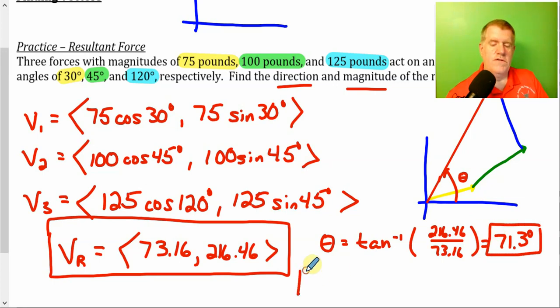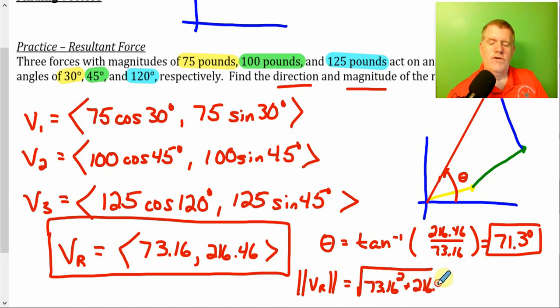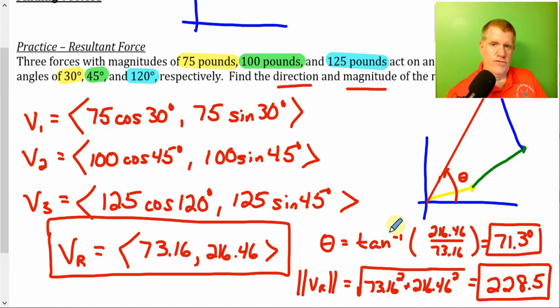Now the magnitude of that resultant vector is the distance. So we're going to do the Pythagorean theorem again. We're just going to do the square root of 73.16 squared plus 216.46 squared. Throw that in the calculator, and we get a nice magnitude of 228.5. So what this is saying is that the result of those three forces gives you 228.5 pounds of pressure applied at a 71.3 degree angle.